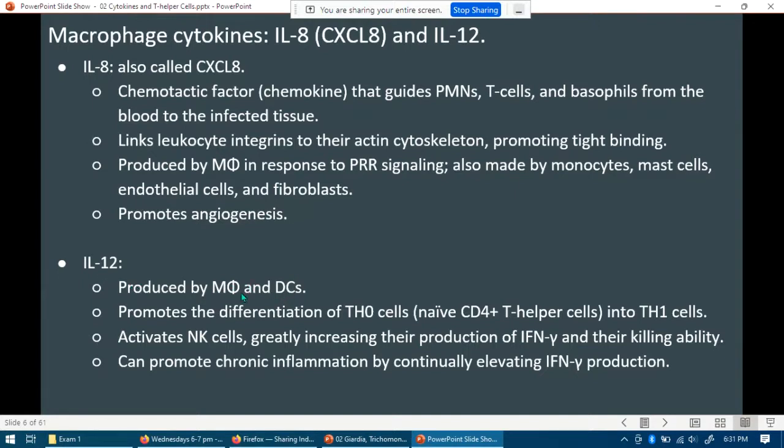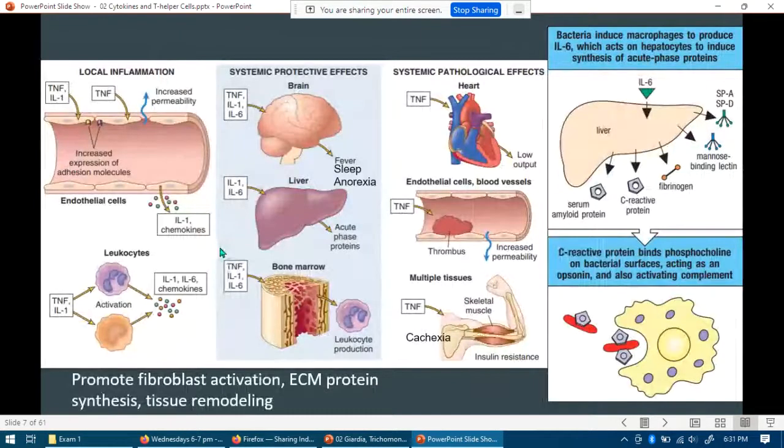It's produced by macrophages and dendritic cells. It promotes Th1 differentiation from naive CD4 positive T cells, and it activates natural killer cells. Okay, and this figure shows you a couple of the things that the macrophage cytokines are involved in promoting. Notice that they do have pathological effects.